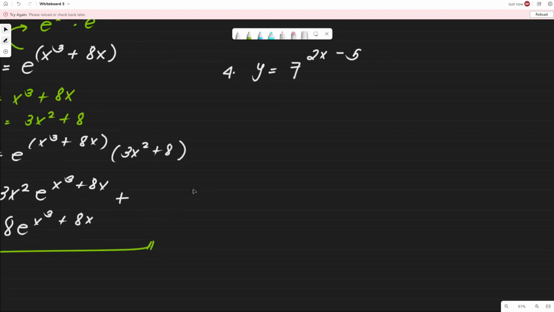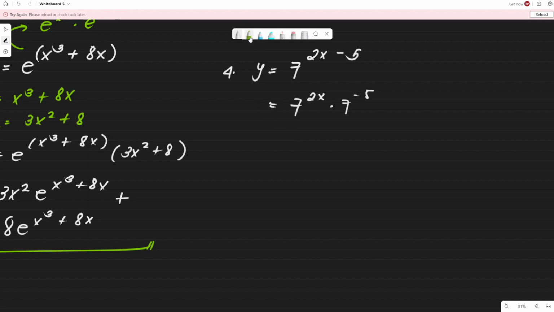Okay? So number 4, we have y is equal to 7 raised to 2x minus 5. So ganun din, you can actually distribute. Mas madali yon actually kapag dinistribute natin. So this will be 7 raised to 2x times 7 raised to negative 5. Huwag nyo na i-evaluate. Bakit?